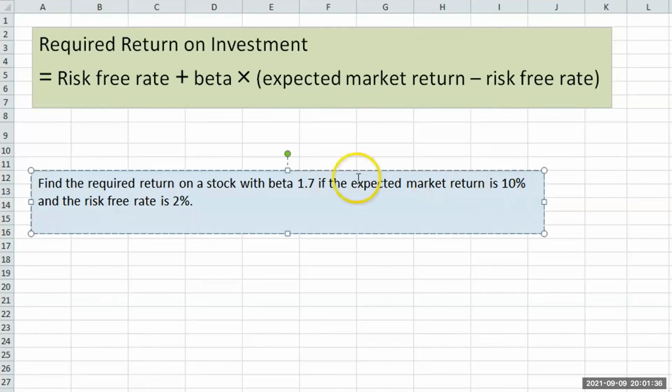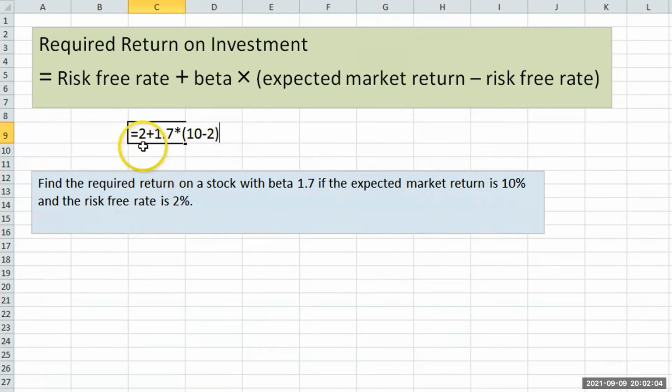Here that's 10%. So using our formula, it says it is equal to the risk-free rate 2 plus the beta 1.7 times, open parentheses, the expected market return 10 minus the risk-free rate 2. We're going to close parentheses, and before I hit enter here to get the answer, a couple things I want to point out. You'll notice I used the percentages here, 2 and 10, rather than 0.02 and 0.10. I will do it the other way in a second to show that it actually doesn't matter.